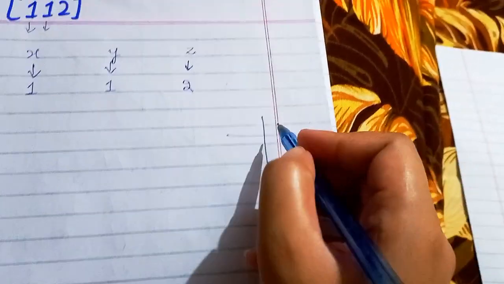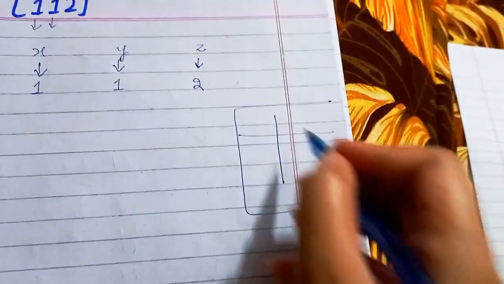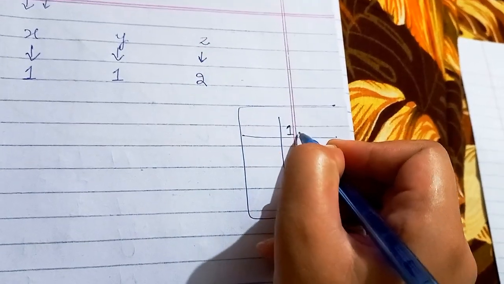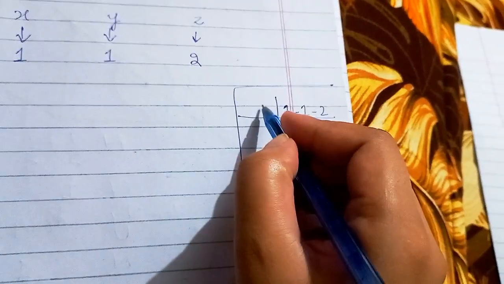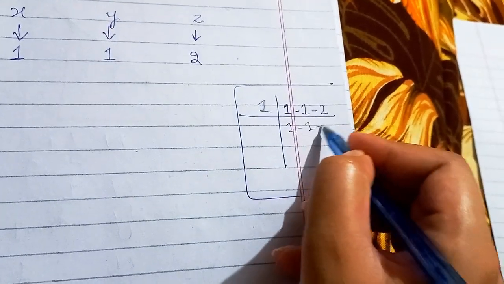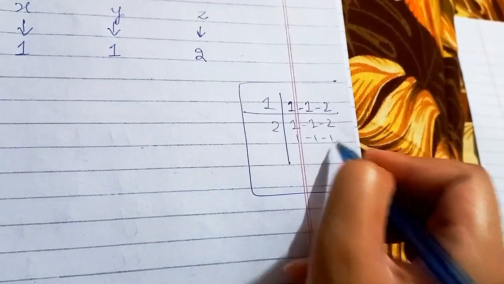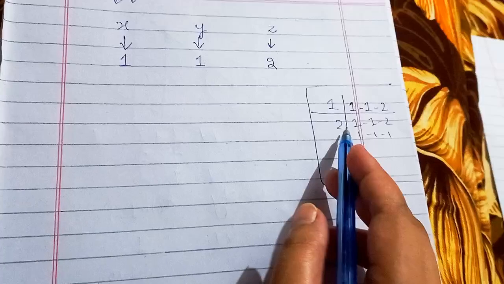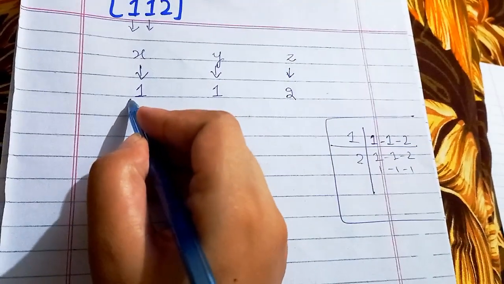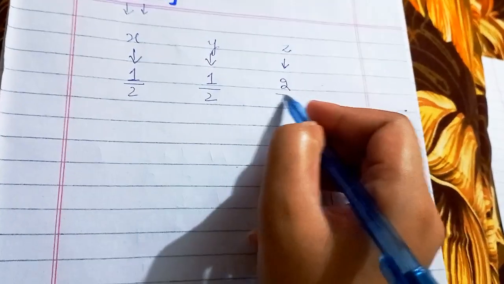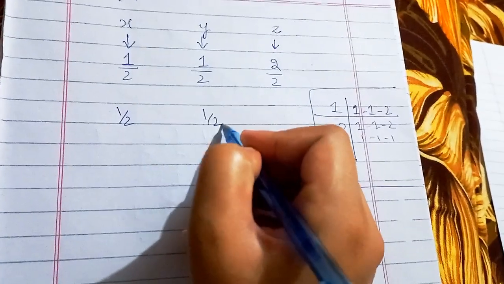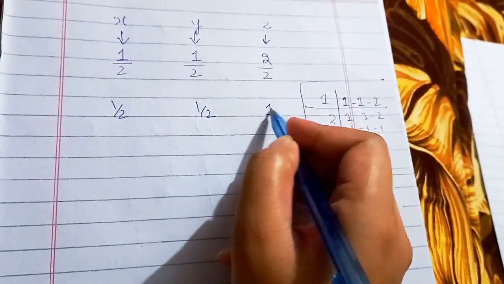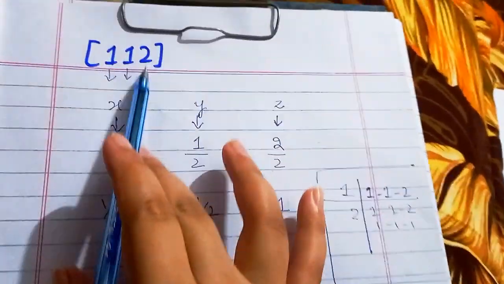So let's take the LCM of these Miller indices in rough work. We have Miller indices 1, then 1, and then 2. Only non-zero Miller indices are taken. So 2 is the LCM, and we'll divide each of these indices by 2, and after dividing we got 1 by 2, 1 by 2, and 1. These are the head coordinates of the direction.